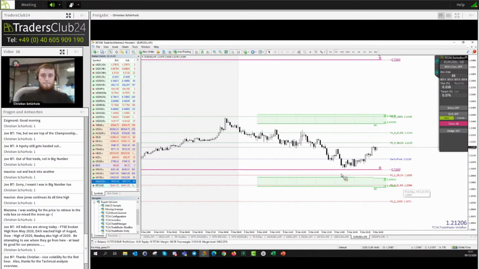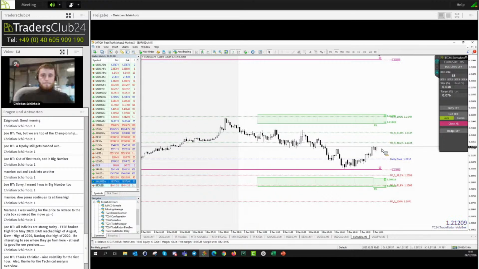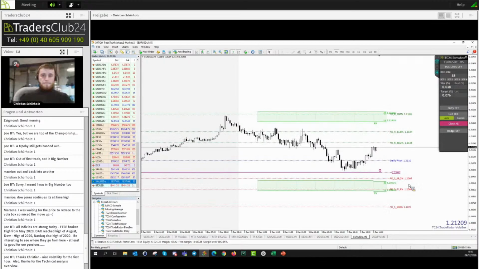Euro USD. Again, we've got our vol boxes in, but there's nothing really there. We're in between the middle of them, and I don't see us reaching either one of those very soon. So we'll wait until we decide what we're going to do with this chart, if we do anything at all.